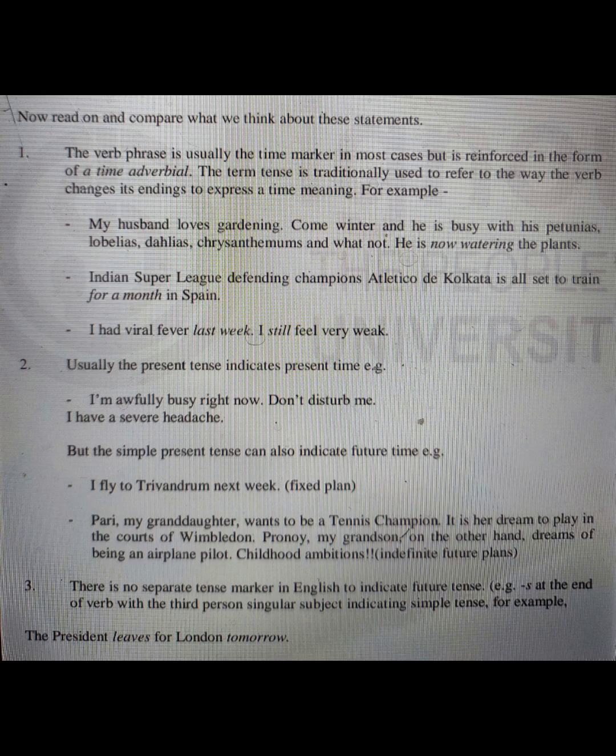Parry, my granddaughter, wants to be a tennis champion. It is her dream to play in the courts of Wimbledon. Prannoy, my grandson, on the other hand, dreams of being an airplane pilot. Childhood ambitions. Indefinite future plans.